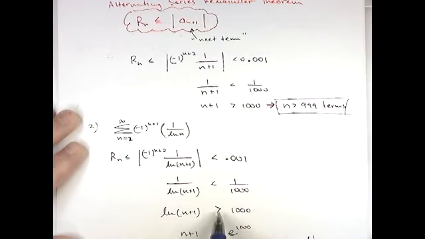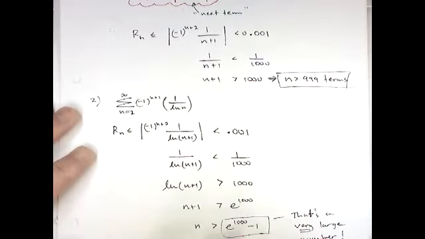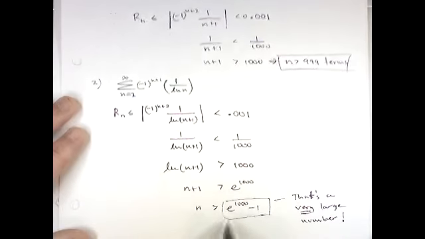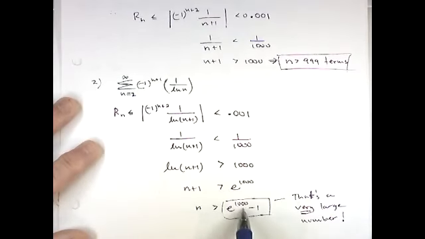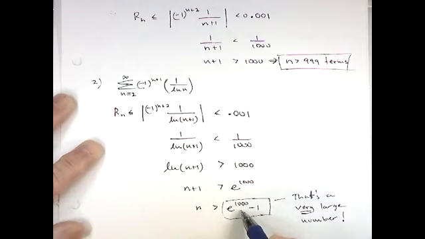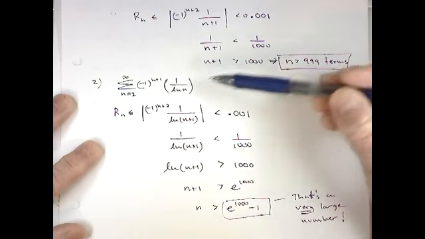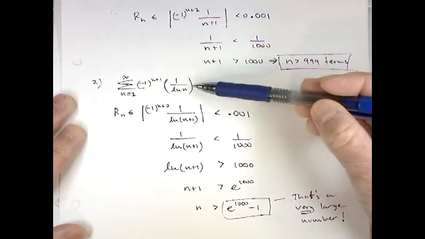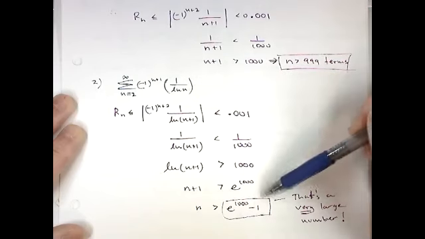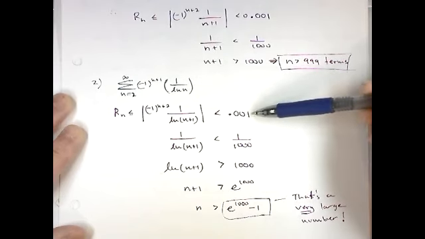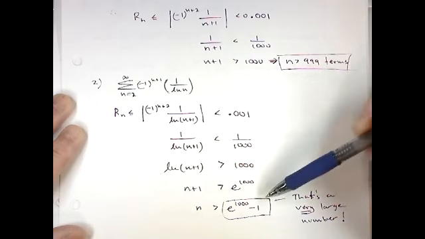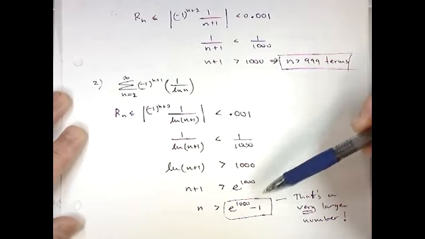Flip, change the sign, exponentiate both sides, right, to get rid of the ln. And we get n is greater than e to the 1,000th power minus 1. Okay, you should try to just get an appreciation for how big that number is. It's a very, very, very large number. So what does that tell us? This series converges to a certain number, but it takes a long time before it gets even within 1/1000th of the actual limit. So it's a very slowly convergent series.